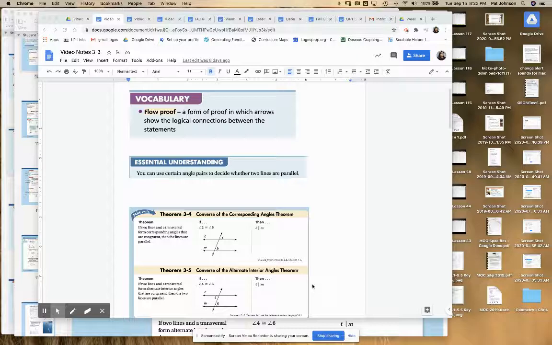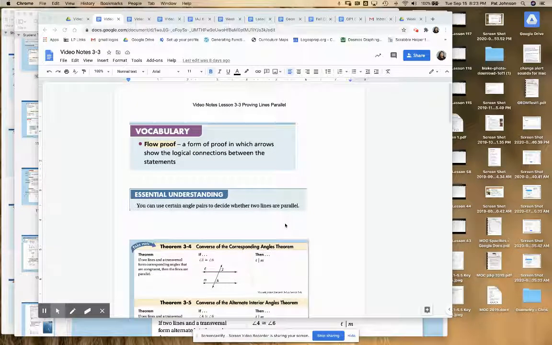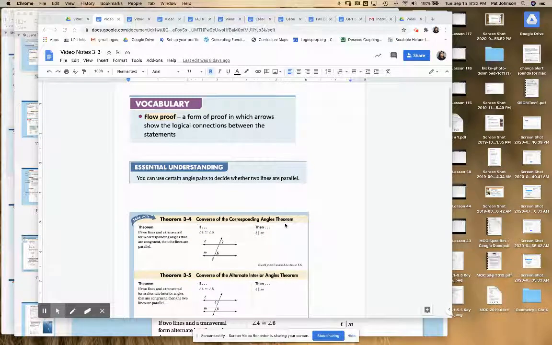Hi there, this is lesson 3.3, proving lines are parallel. I was mistaken in one of our previous lessons and said there are three kinds of proofs, but we're only going to learn two. This is the third kind that I had talked about. It's called a flow proof.